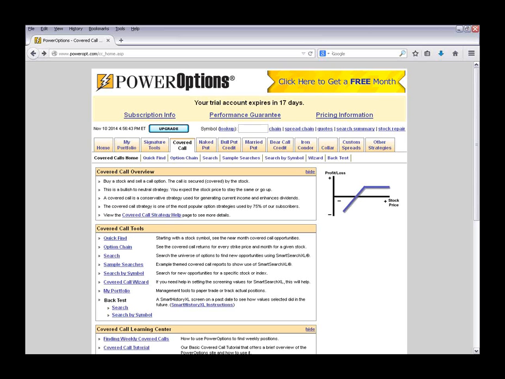PowerOptions, of course, is designed with a tab navigation system. So we have the main home tab, the My Portfolio tab where we track our positions, the Signature Tools tab, which has unique tools that are available only on PowerOptions, and then, of course, we have our strategy tabs as well. And what we're looking at here is the basic home tab for the covered call menu.